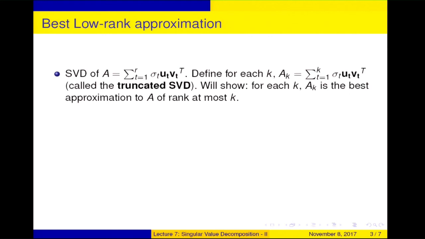The top K terms, top K singular values and singular vectors. We will show that for each K, Ak is the best approximation to A of rank K. We want to show that. It sounds very much like what we said already, that Vk is the best fit subspace. In fact, it uses that. It is more or less that, but we'll prove that this is true.